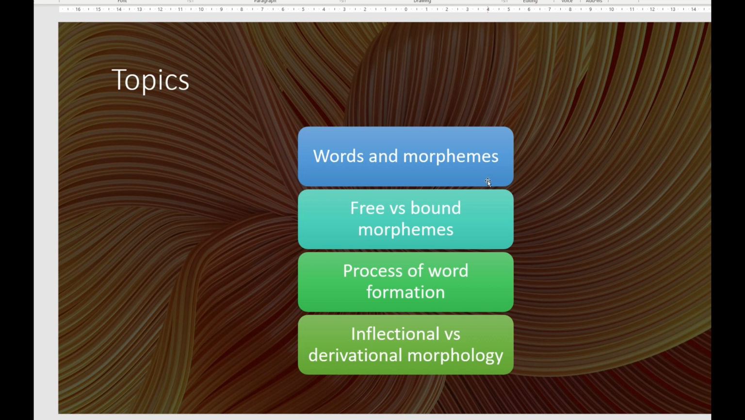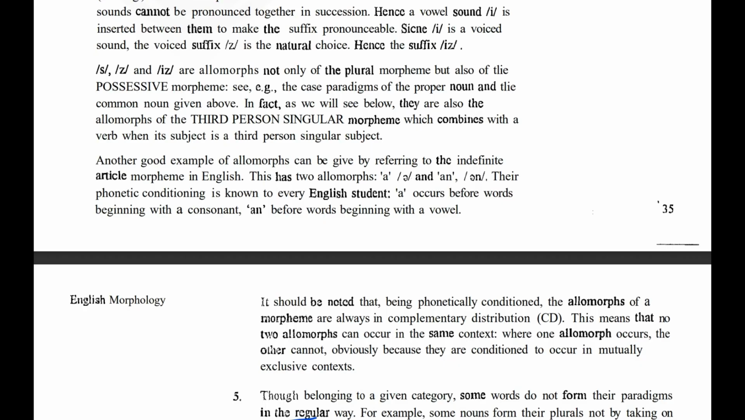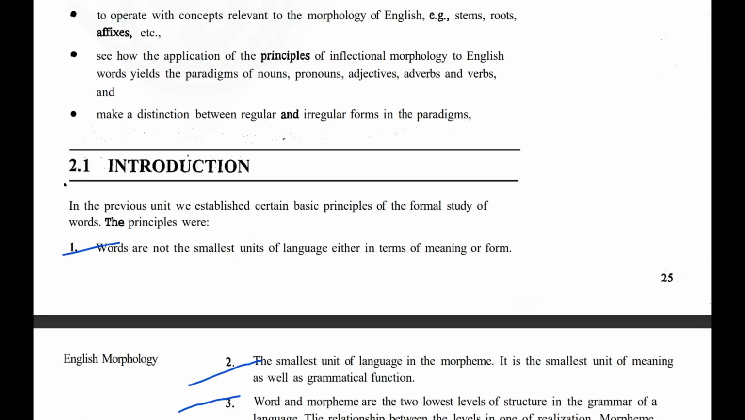The first one is words and morphemes. I know we have already done it in the previous chapter, but in this chapter we will dwell further into it, and we will understand what is free versus bound morphemes. And then we will understand the process of word formation, and the majority of this chunk is dedicated to inflectional versus derivational morphology. So we will dwell into that and understand what is inflectional and derivational morphology.